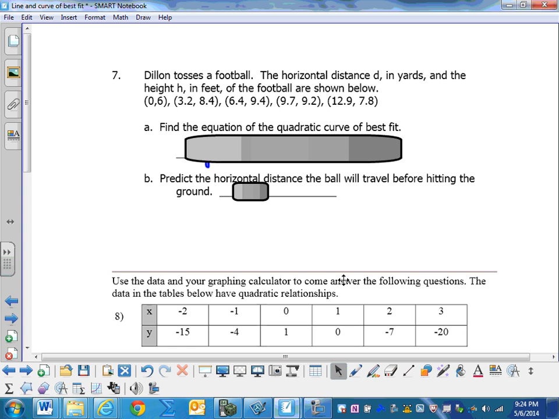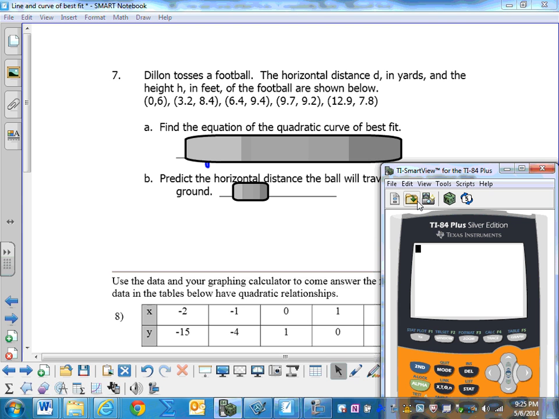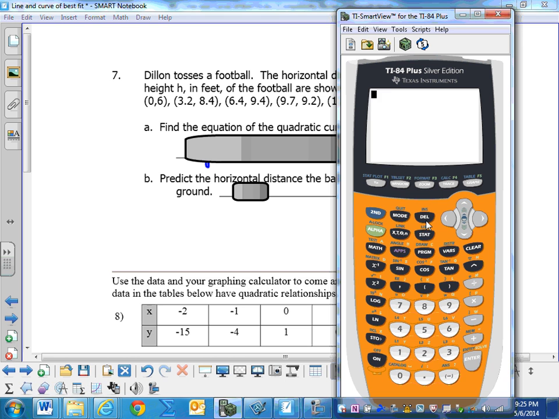Now let's look at a quadratic model. Dylan tosses a football. The horizontal distance d in yards and the height h in feet of the football are shown below. Find the equation of the quadratic curve of best fit and predict the horizontal distance the ball will travel before hitting the ground. So we're going to put in our data. We're going to go to our calculator and hit Stat, Edit. We're going to go ahead and enter our List 1 and List 2.